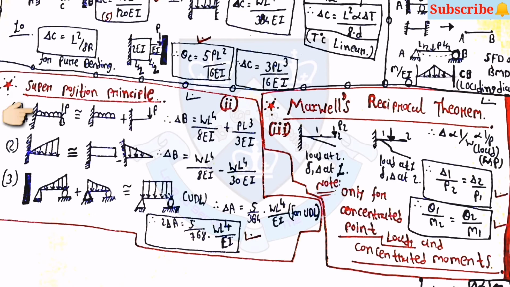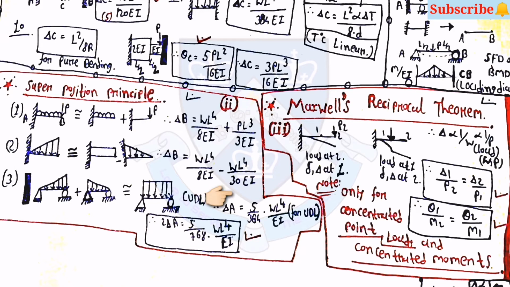Then after that, the superposition principle. For the first one, if the UDL and a point load are both acting, then it will be equal to the sum of the equations of UDL and point load. So you can say that delta B is equal to WL raised to 4 upon 8 EI plus PL cube upon 3 into EI. Similarly for the second one, here you can use the equation delta B is equal to WL raised to 4 upon 8 into EI minus WL raised to 4 upon 30 into EI.